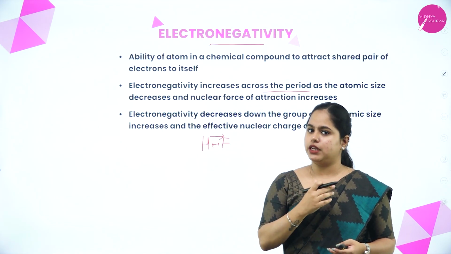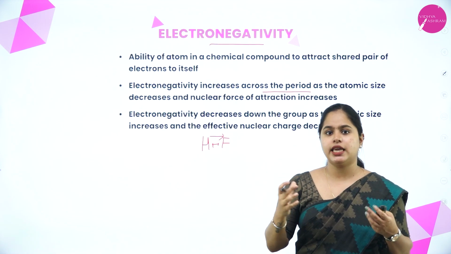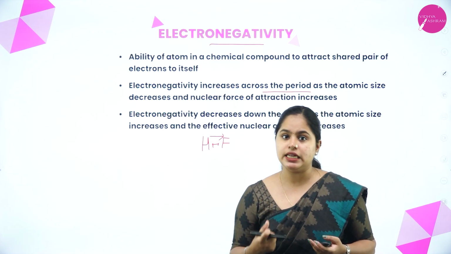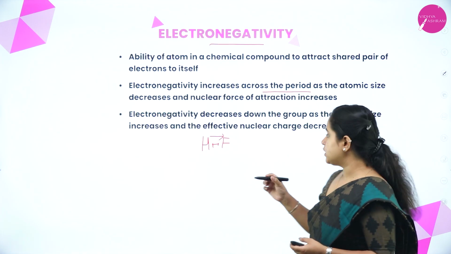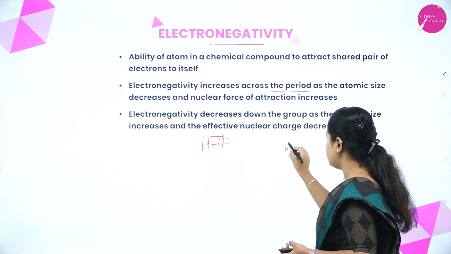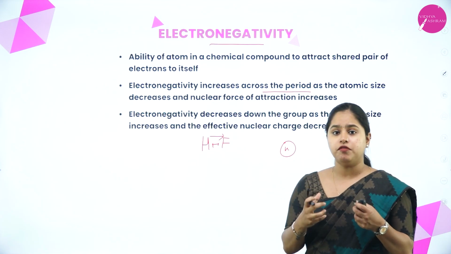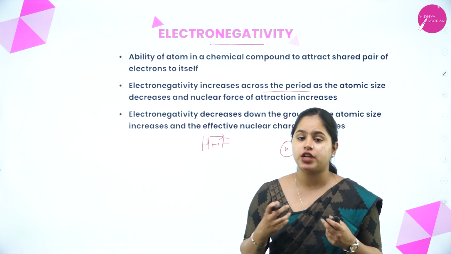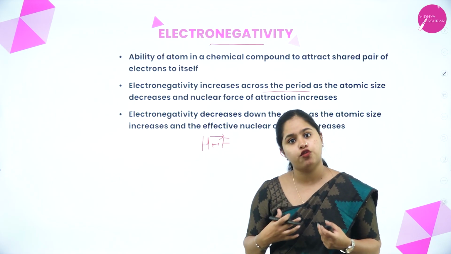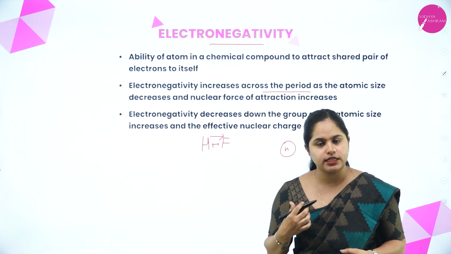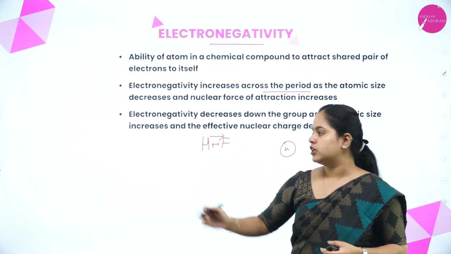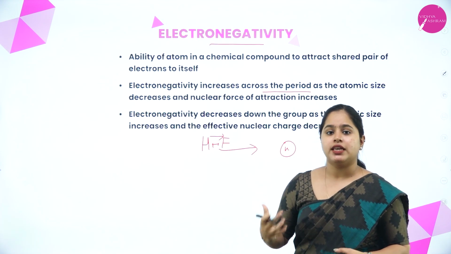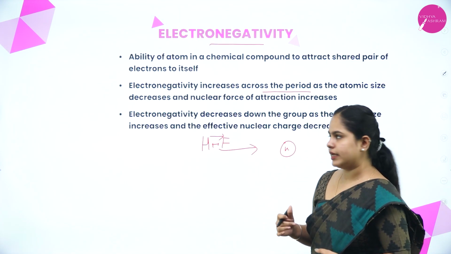So, across the period we know that the atomic size keeps on decreasing. That means the effective nuclear charge is increasing, right? Effective nuclear charge increasing means the nucleus and the electrons will be very tightly bound with each other. That means the attractive force is more. Hence, the electronegativity will also be more, right? So, when we move from left to right along a period, what happens? Yes, the electronegativity increases. Clear?